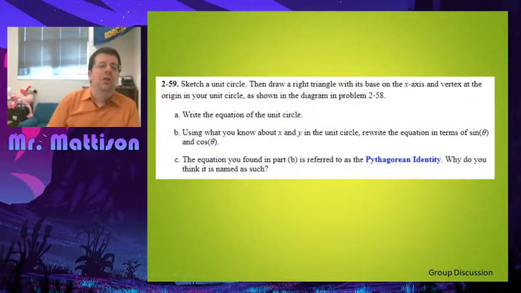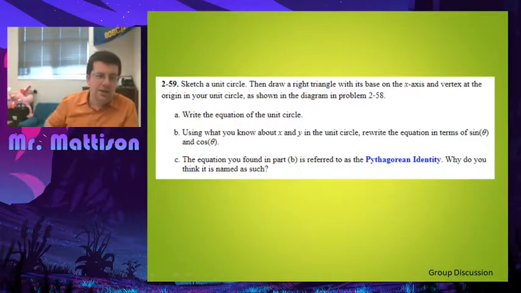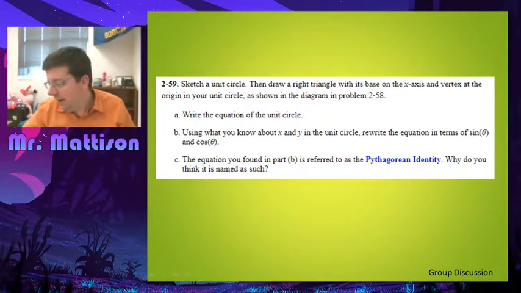All right, so write the equation of the unit circle. What would you know about x and y in the unit circle? We write the equation in terms of sine and cosine. And then part C, the equation you found in part B is referred to as the Pythagorean identity. Why do you think it is named as such? So there's a lot there.